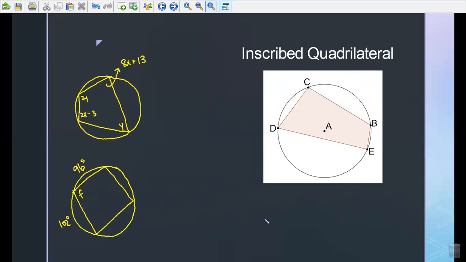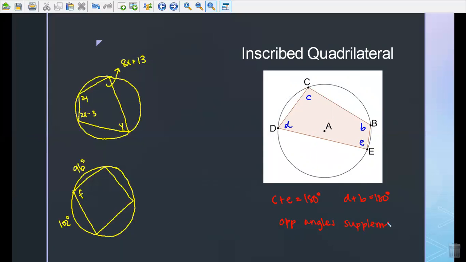An inscribed quadrilateral. A quadrilateral is a four-sided polygon. If it's inscribed, that means that I have my vertices on the circle. What we know about our inscribed quadrilateral is that opposite angles are supplementary. I'm going to put lowercase letters here. So I can say C plus E equals 180, and D plus B equals 180. Because if I have a quadrilateral that's inscribed in my circle, opposite angles are supplementary, so they add to 180.